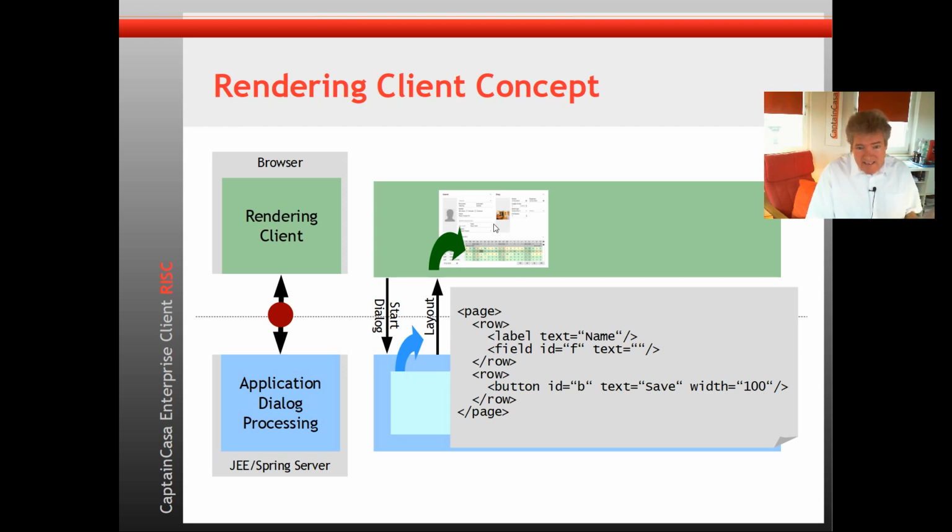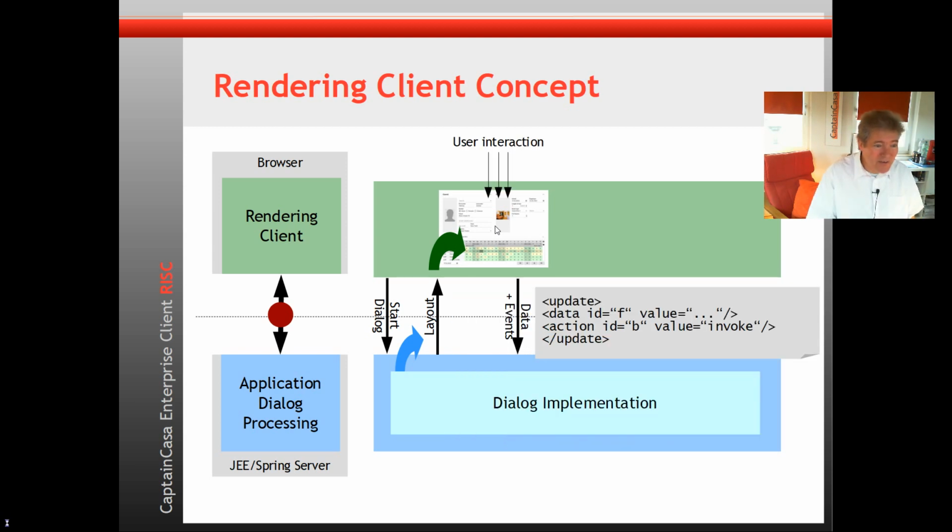So the client does not know it all. What does it mean? Is it an article? Is it an order? Whatever. It's totally out of the scope of the client. This just gets, hey, this is an XML or a JSON or whatever layout definition. I render it. So now the user sees the user interface, and the user can interact.